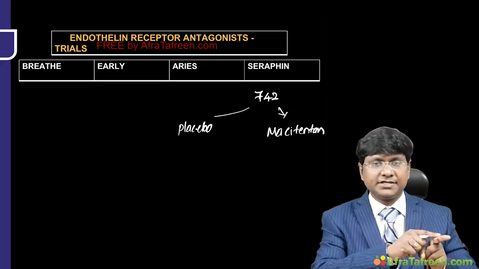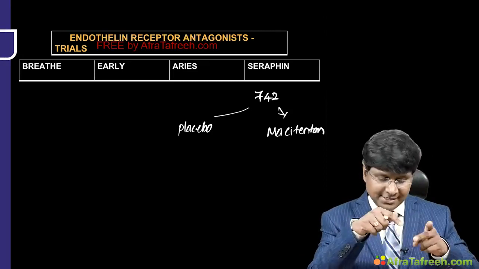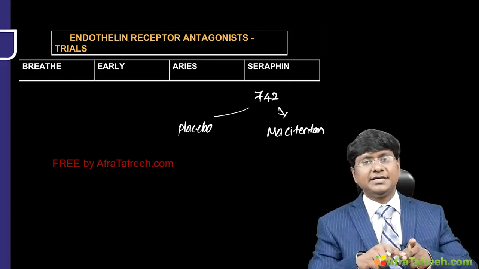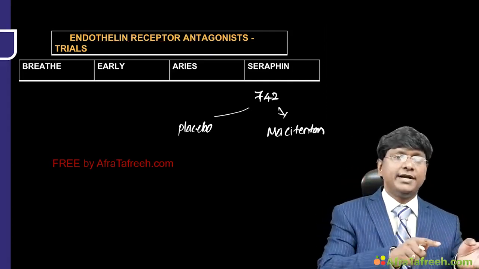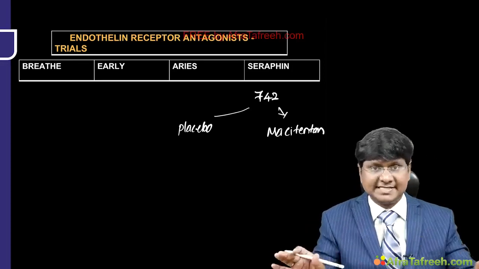So one class we have discussed was the prostanoids, that is epoprostenol, iloprost and treprostinil. The other one is the endothelin receptor antagonists, that includes ambrisentan, bosentan and macitentan. And we have the non-prostanoid diphenylpyrazine, that is an oral formulation, selexipag.